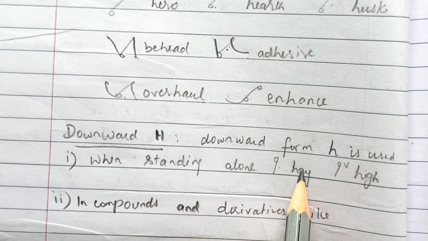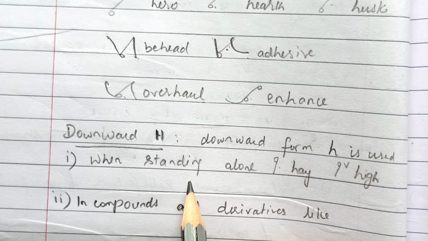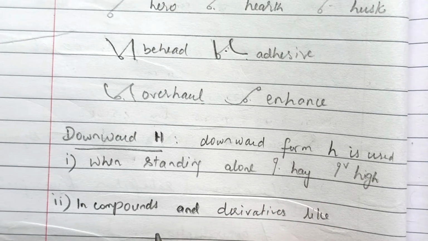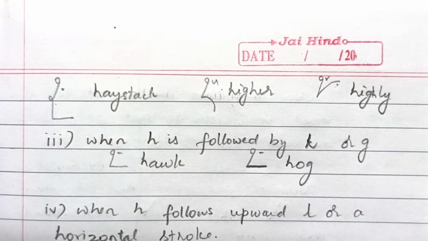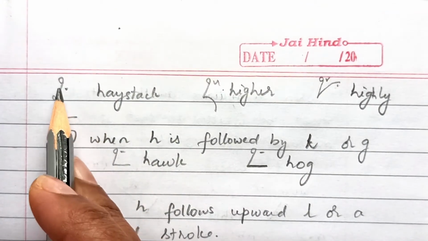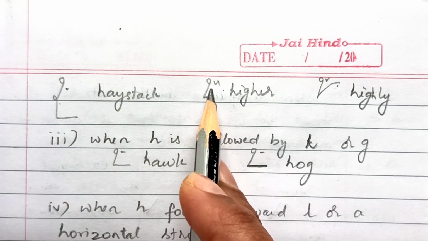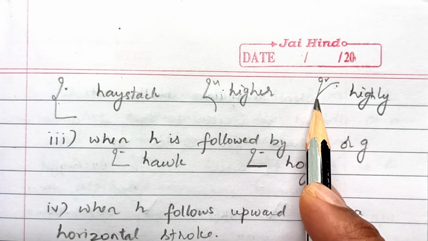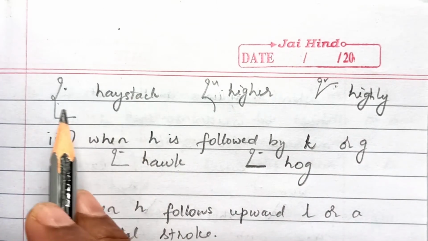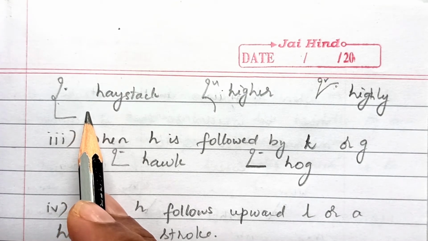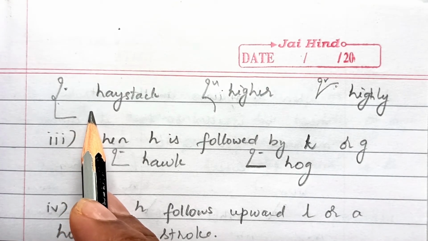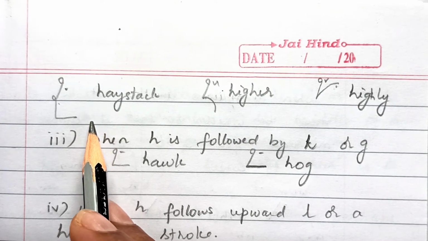The downward form of H is used when standing alone, as in the words ah, high, and also in compounds and derivatives like haystack, higher, highly. So in these words we are using the downward H. First point is when standing alone, and second in the compounds and the derivatives.